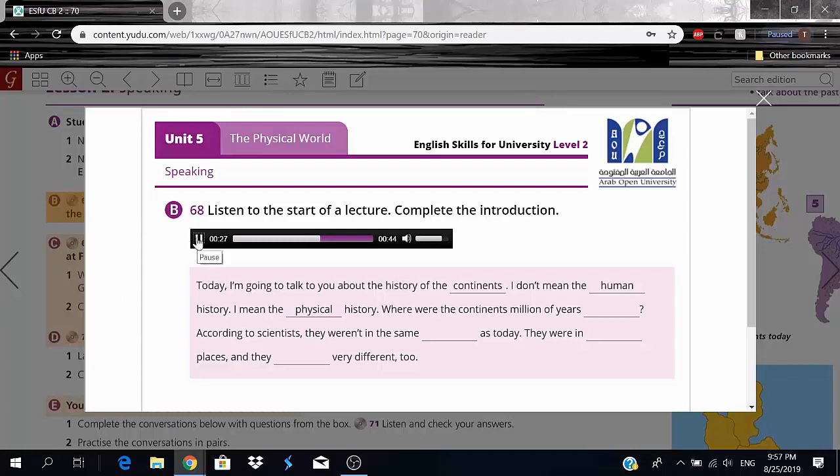Where were the continents millions of years ago? Okay, so this is a question asking basically something of the past, so we're going to use ago. So, where were the continents millions of years ago?